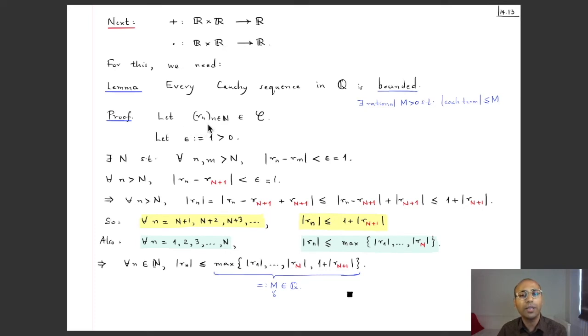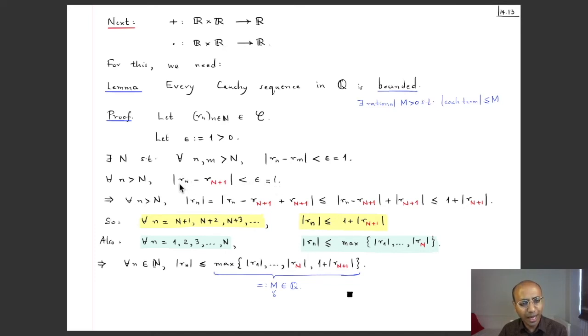So let Rn be a Cauchy sequence in Q, and let epsilon be equal to 1, which is a rational number and it's positive. Then, since this sequence is a Cauchy sequence in Q, there exists a corresponding index capital N, such that for every little n and m bigger than this capital N, the distance between the nth term and the mth term is less than epsilon, which was chosen to be equal to 1. So in particular, if I take m equal to capital N plus 1, then you have that for every little n bigger than capital N, mod of Rn minus R capital N plus 1 is less than epsilon, which was equal to 1.